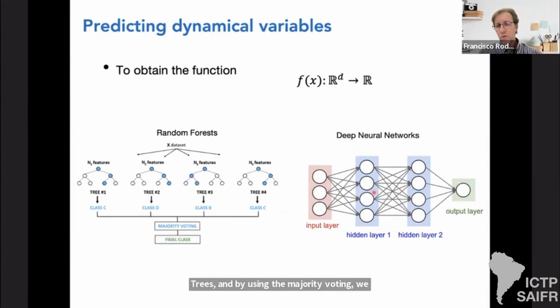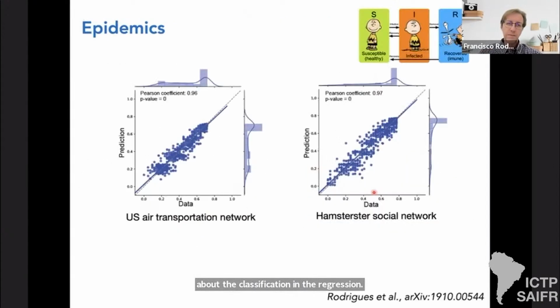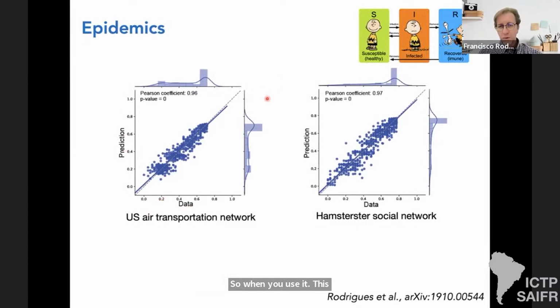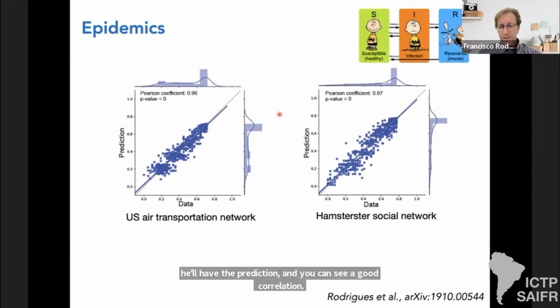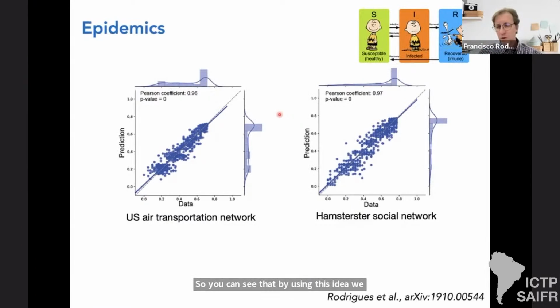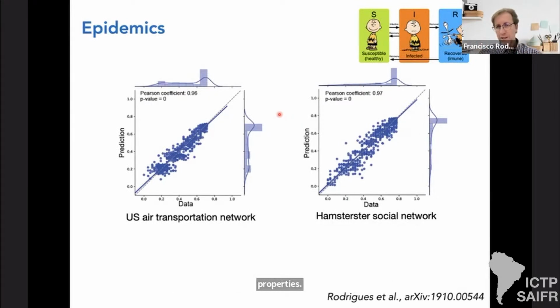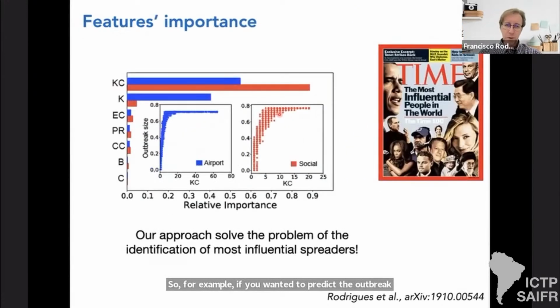And also you can use deep neural networks to perform the classification and the regression. So when you use this idea, you have the data, you have the prediction, and you can see a good correlation. So you can see that by using this idea, we can predict the evolution of a dynamical process by using network properties. For example, if you want to predict the outbreak size or if oscillators will be synchronized or not, we can use the network properties.